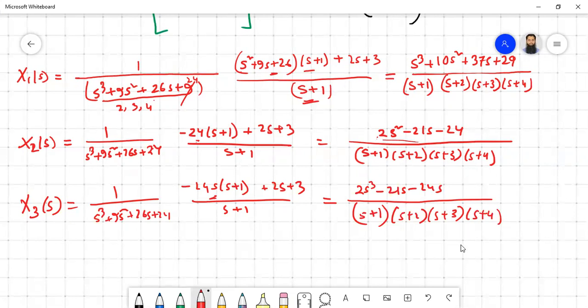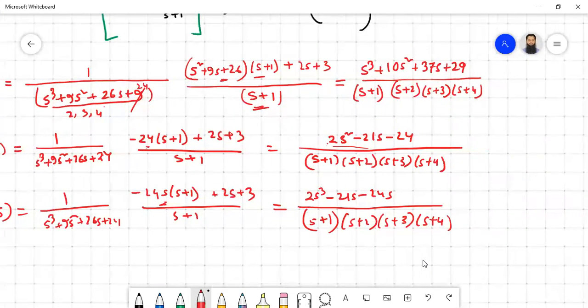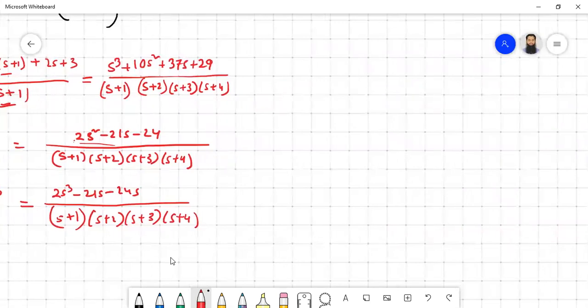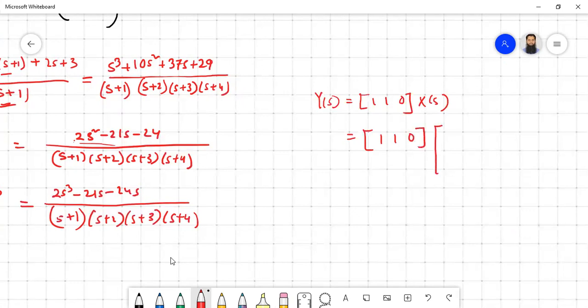Now we have to figure out what x1, x2, and x3 are. Next, our objective is to find out what our output is. So our output, as it has been given, is Ys equal to 1 1 0 with your Xs. Now we have 1 1 0 with X1s, X2s, and X3s. So you can say that our output is basically X1s plus X2s, because X3 is multiplied with 0.